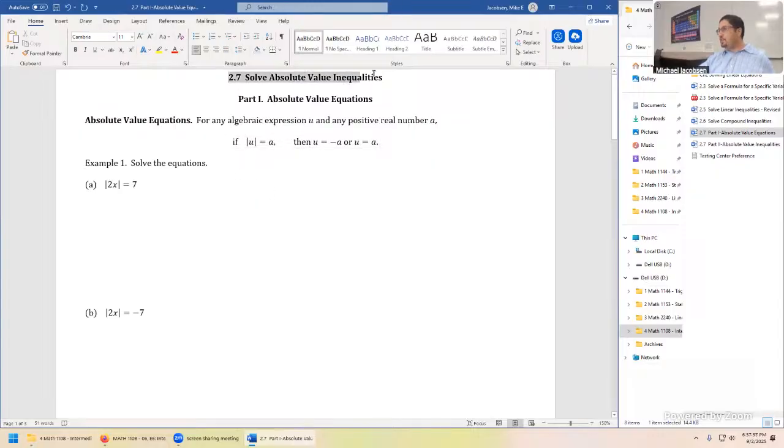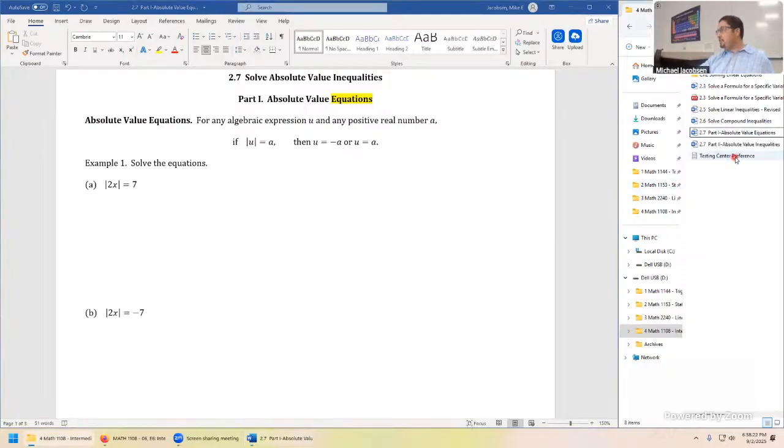So section 2.7 is about solving absolute value inequalities. And now you can see why the math department decided to break this up in the Newton homework system. Part 1 is absolute value equations, so it doesn't even really fit the title of the section. An equation is not an inequality, but it's a good preliminary material before we get into section 2.7.